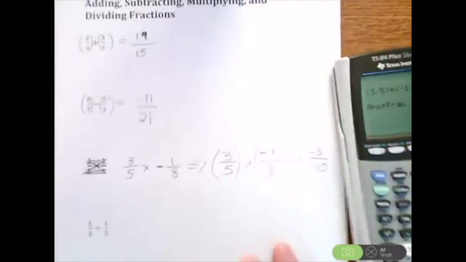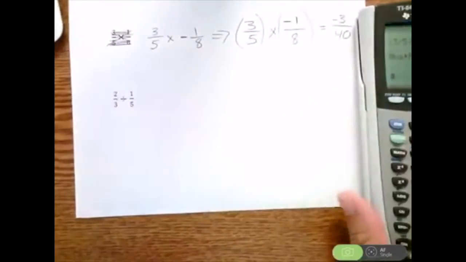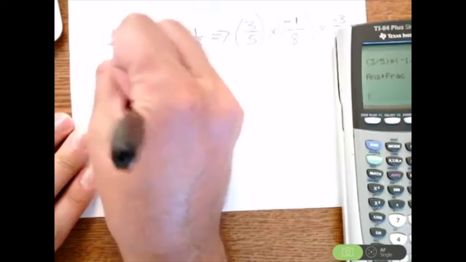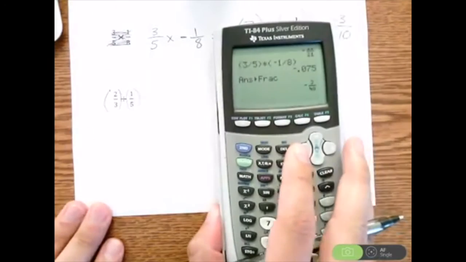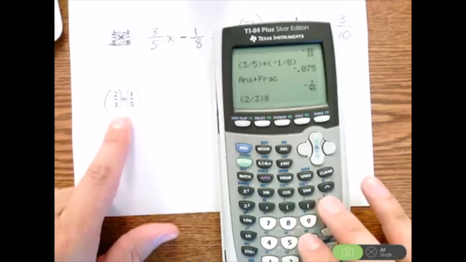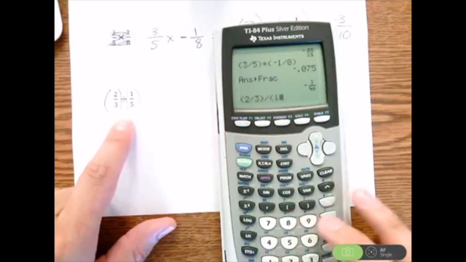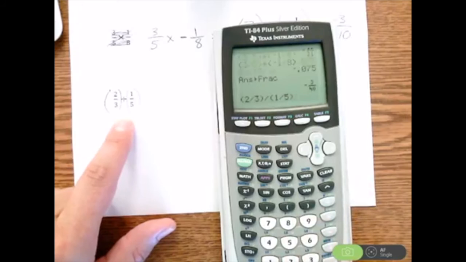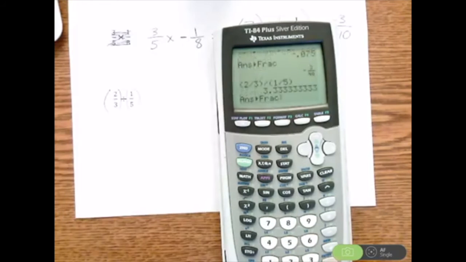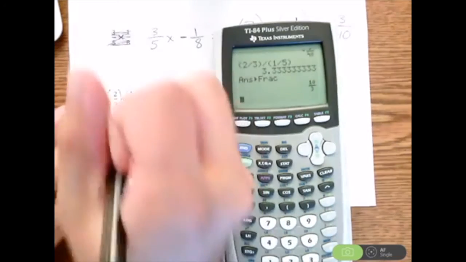Final problem here, and it's a division problem. Again, use the parentheses, and I'll show you at the end why we want to do that. So I have parentheses, 2 divided by 3, parentheses, division, parentheses, 1 divided by 5, parentheses. Go in, 3.33, math, frac, and I get 10 over 3.